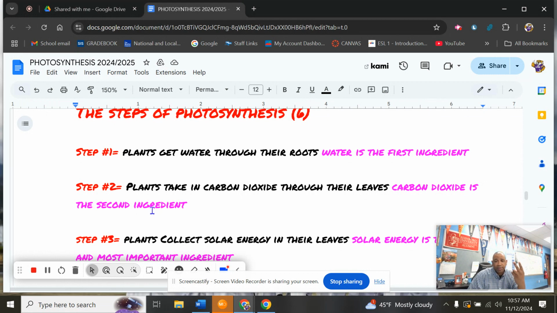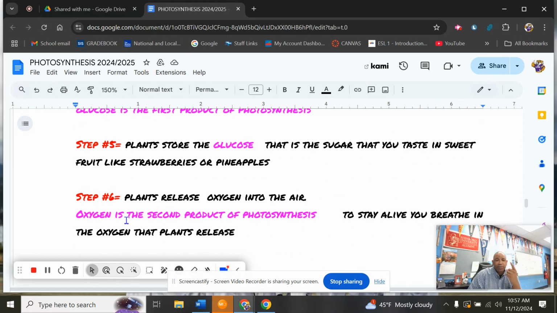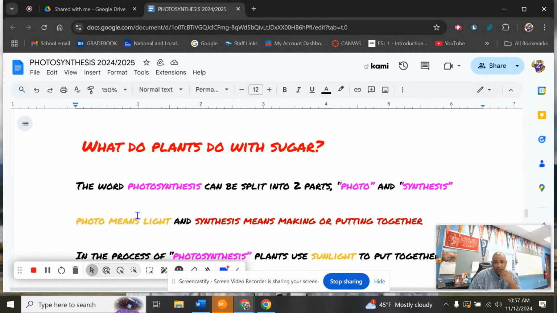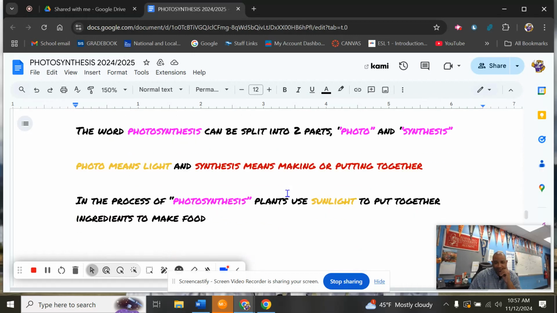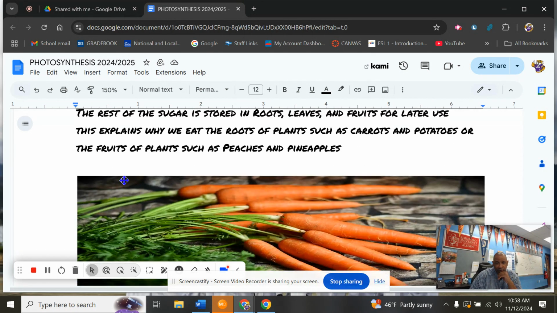Water, carbon dioxide, solar energy. They all go into the plant. Photosynthesis happens. Sugar's made, oxygen is made. The 6 steps. You got to know it, everybody. You have to know it. Make sure you know that photo means light. Synthesis means act of or putting together. Plants can make their own food because of photosynthesis. I cannot stress enough, this whole entire quiz is going to revolve around that one word, photosynthesis. All right?